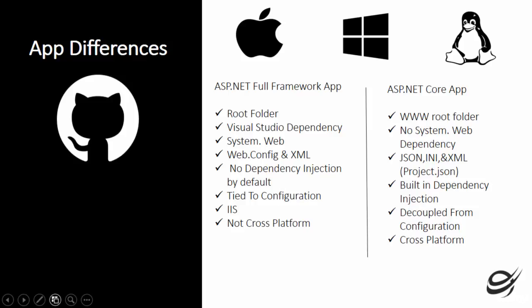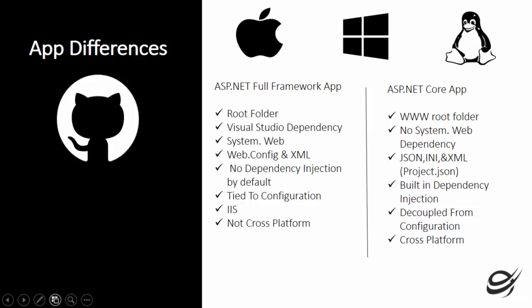A full framework app is tied to a configuration, an IIS, typically with your web.config or your app settings. In ASP.NET Core, it's decoupled from the configuration, so the application is its own process, and it's not tied to the specific machine or the machine code associated with your operating system.